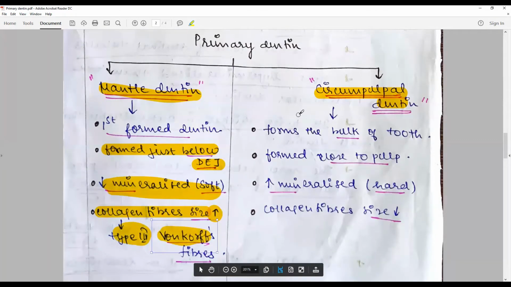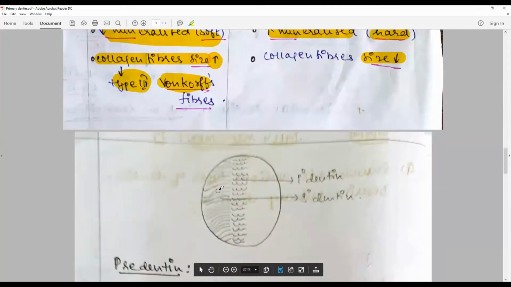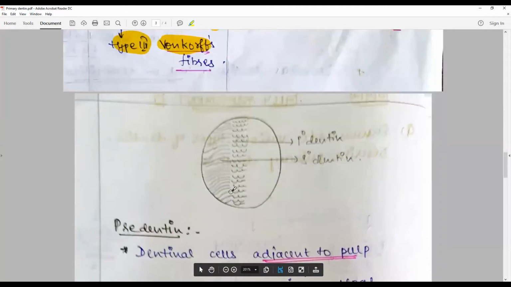Whereas the circumpulpal dentin, which forms the bulk of the tooth, is found below the mantle dentin and very close to the pulp. It is relatively more mineralized or hard and has collagen fibers of decreased size as compared to the mantle dentin. That is our primary dentin.